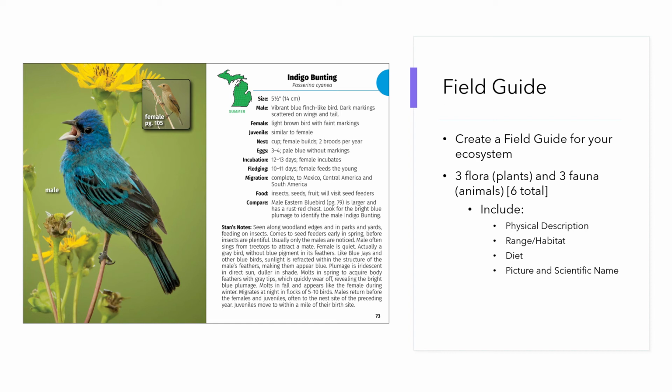Okay. So if it's a bird, what color is it? If it's an animal, what color is it? If it's a flower, what color is it? What is its shape? What is its size? Those kind of things. You can look at this picture to kind of give it a little description about it. Okay. Range, habitat. Where does it live? Describe a little bit of the habitat.